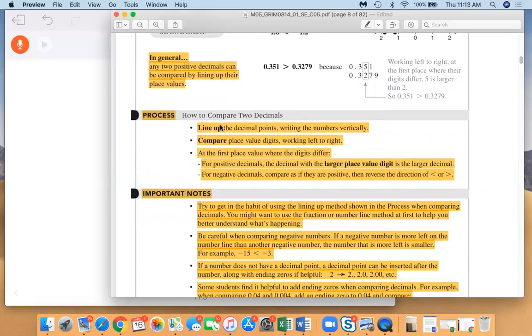So here you can line up the decimal points, write the numbers vertically, compare place value digits working left to right, and at the first place value where the digits differ, for positive decimals, the decimal with the larger place value digit is the larger decimal. For negative decimals, compare as if they are positive, then reverse the direction.